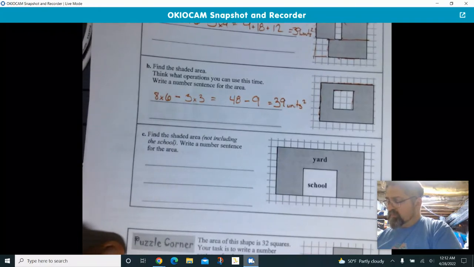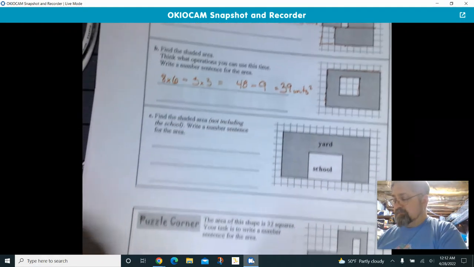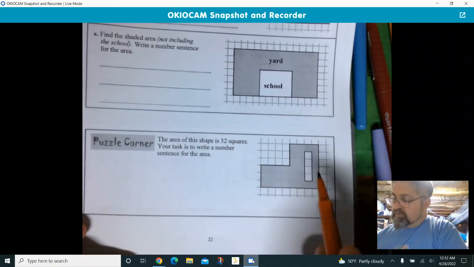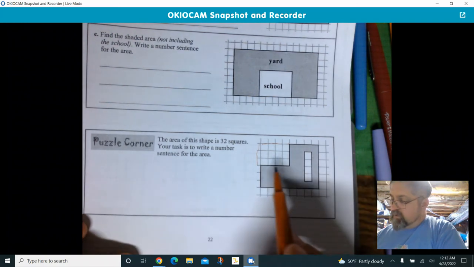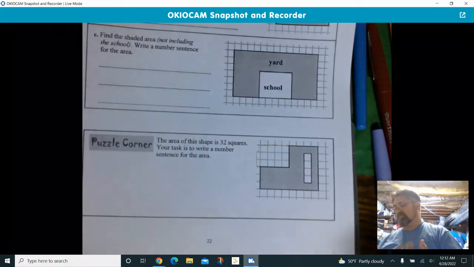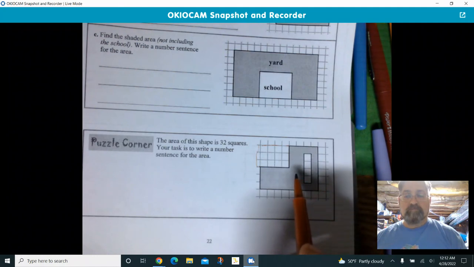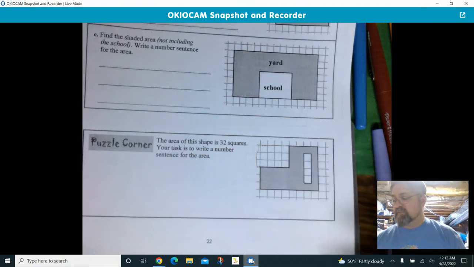The area of this shape, it's kind of like a key, is 32 squares. Your task is to write a number sentence for that area. Like, how would you set this one up? Would you draw imaginary lines over here and then subtract everything that's not shaded in? Would you draw a line here and bring it all the way across this way? It's up to you. The area of the shape is 32 squares. You got to write a number sentence for the area. Account for this, account for this.